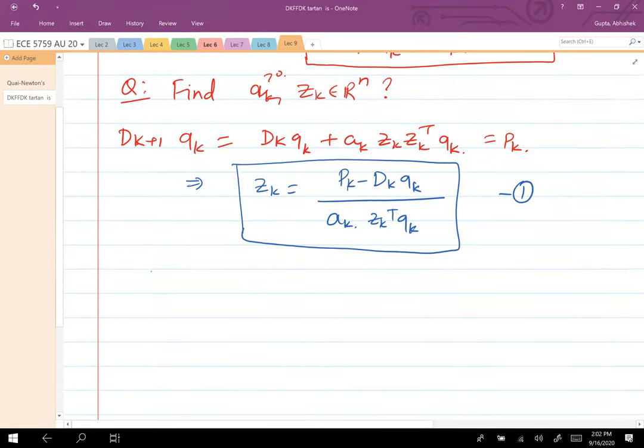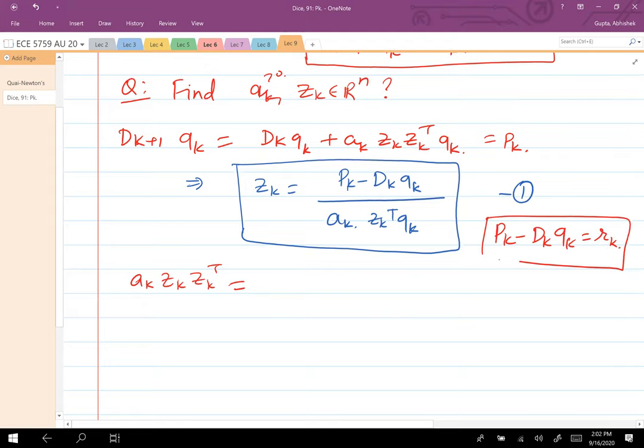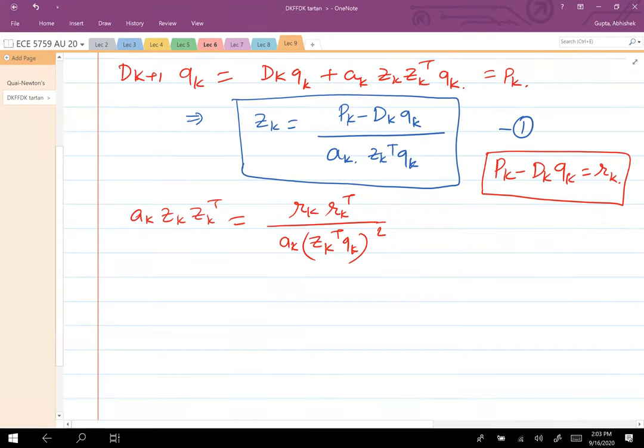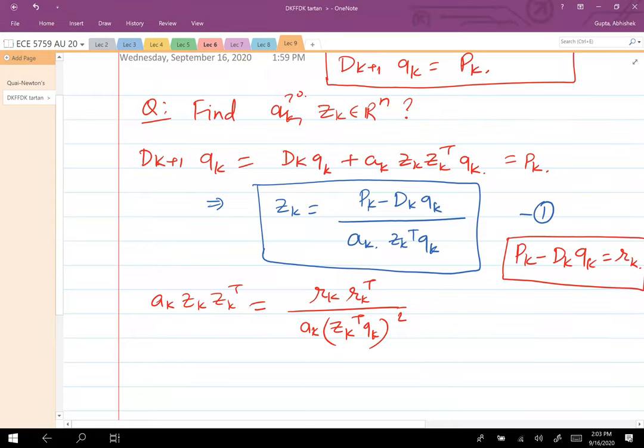So if we look at ak zk zk transpose, let me define pk minus dk qk equals rk. Let me just define this notation. I hope all of you remember what pk and qk are. So I have rk rk transpose over ak zk transpose qk squared. Any questions so far? I hope everyone is able to follow the discussion until now.